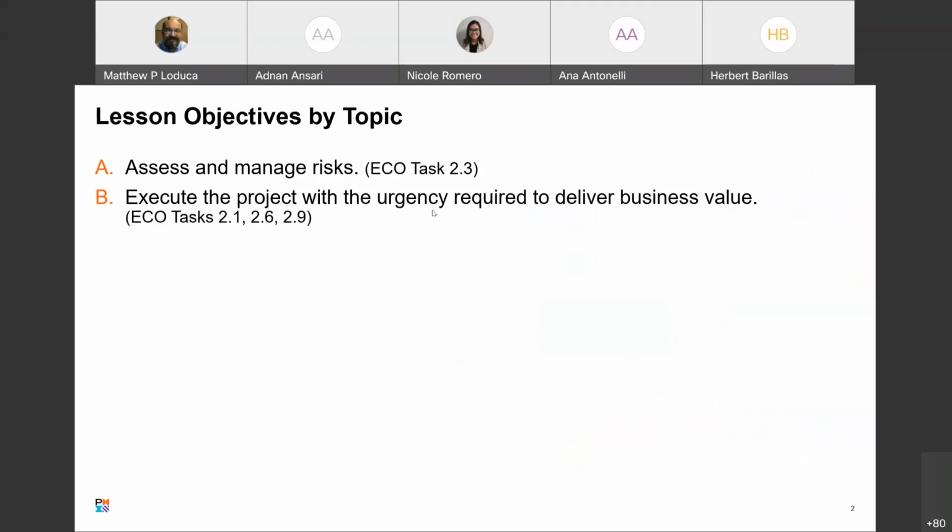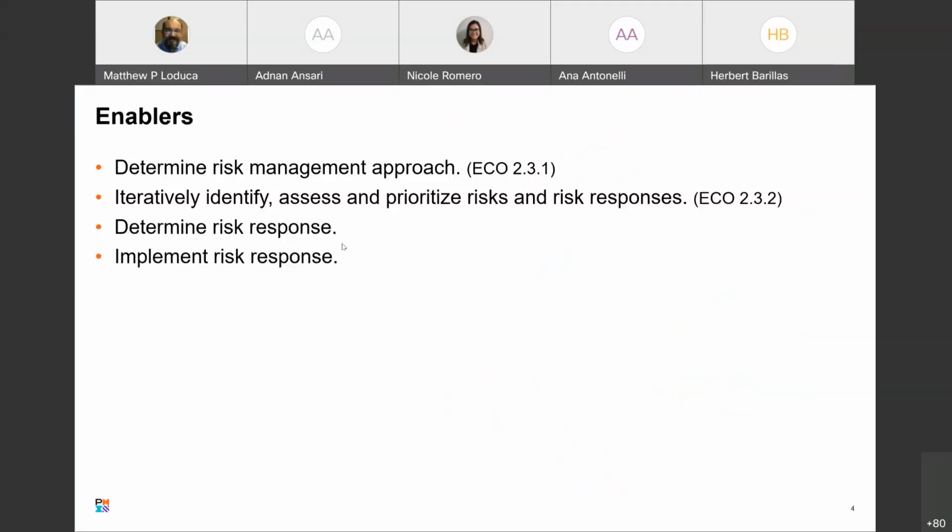The second one, when we get down there, this is new stuff. Really, this is an agile type of thing, the part B there. So the first part here, enablers: determine risk management approach, how we're going to manage that, figure out how we want to do this. Iteratively identify, assess, prioritize risk and risk responses, determine the risk response, and implement risk response. We'll talk about all that stuff as we get through here.